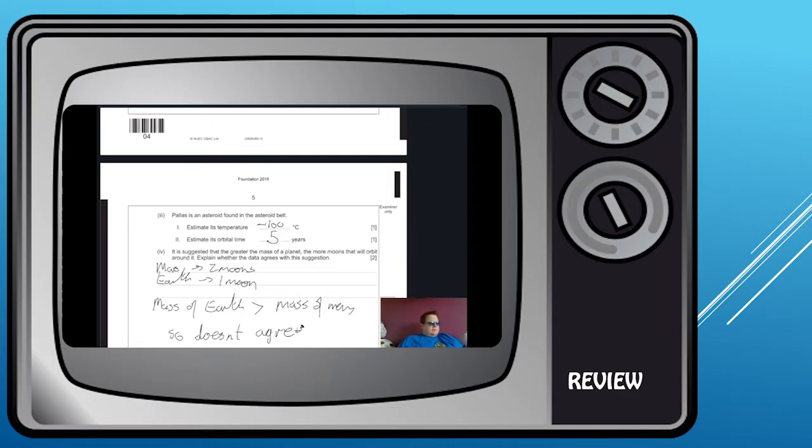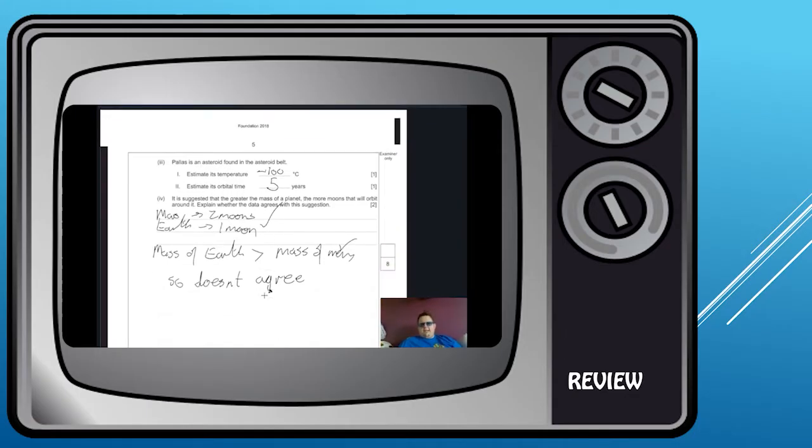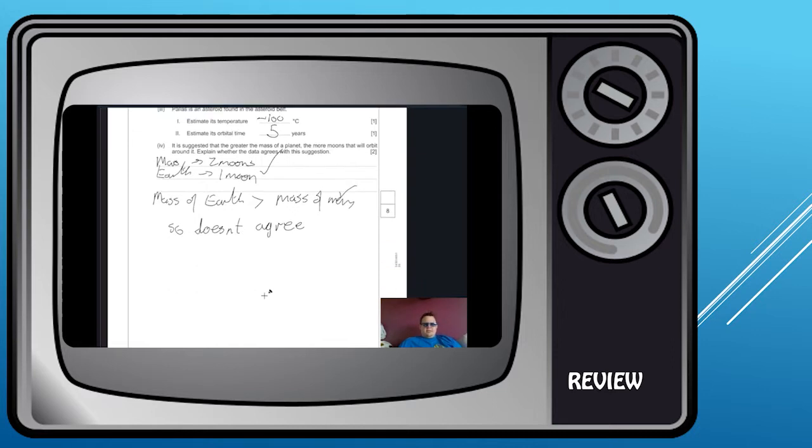So to get the marks here, basically it's 1 for pointing out the mass, 1 for pointing out the moons. You could pick any 2 relevant planets, but make sure you put in there, again, doesn't agree, to make sure you get both marks.